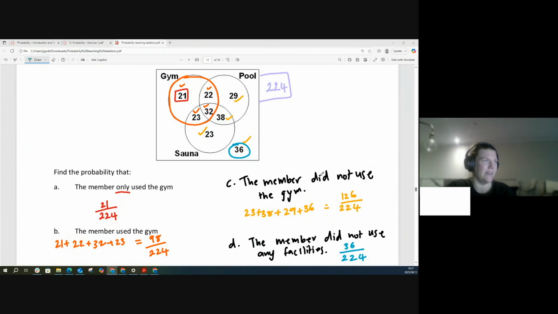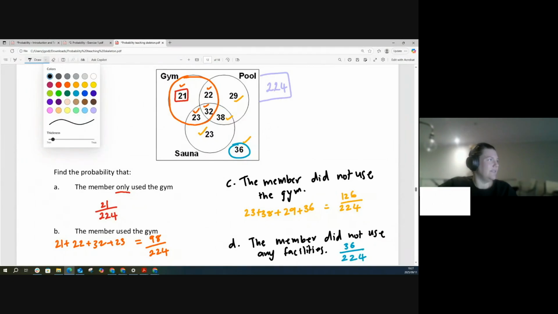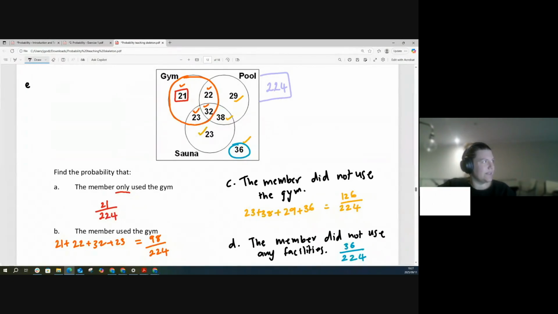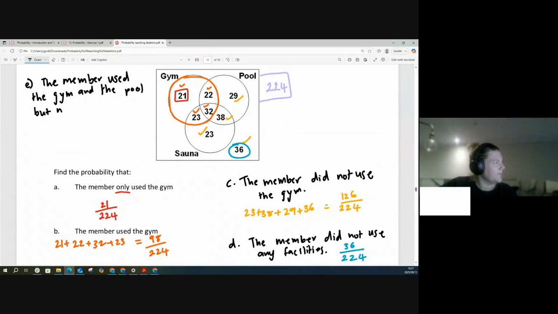Okay. I'm going to write the next 2 up here so that you can see the Venn diagram. So this is E. The member used the gym and the pool but not the sauna. And F.